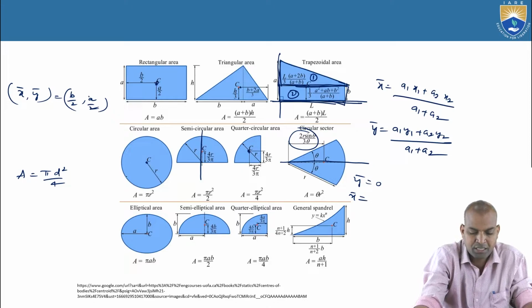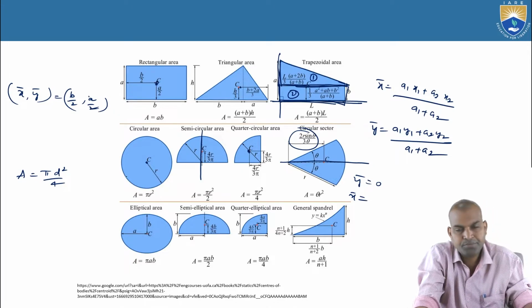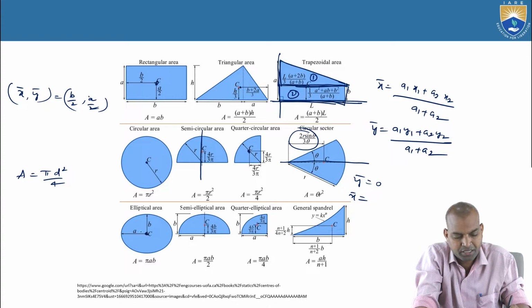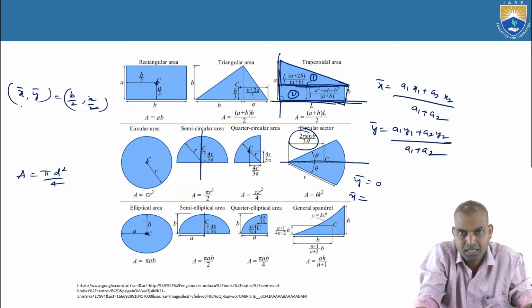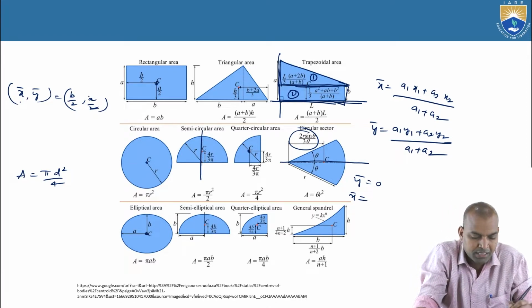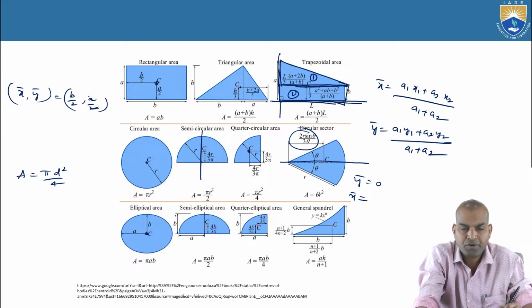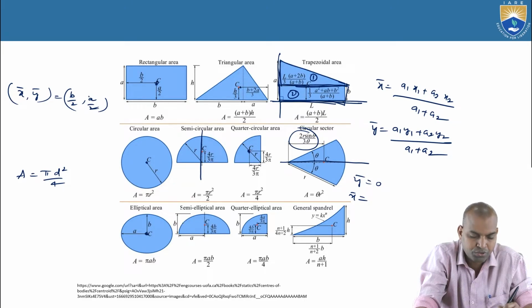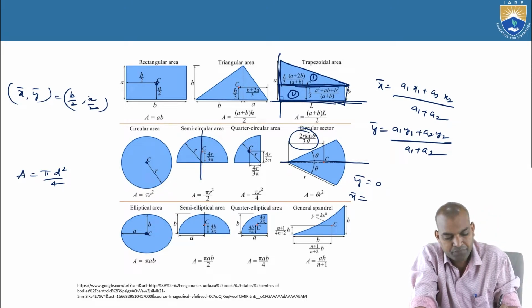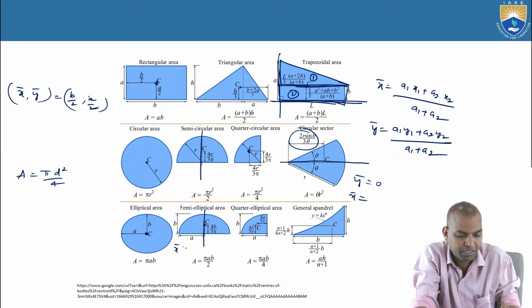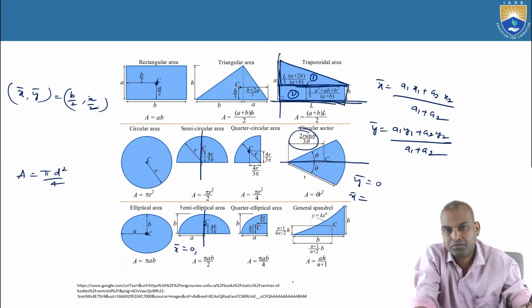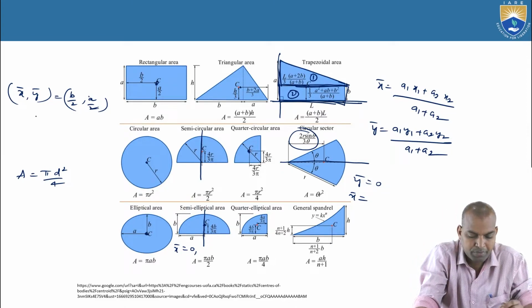Next, coming to the elliptical area portion. What is the ellipse? The elliptical area centroid is symmetrical about both axes, x-axis and y-axis, and it is at the center 0, 0, bar x equal to 0, bar y equal to 0, and this area A equal to pi AB. And coming to the semi-elliptical area, half of pi AB, that is pi AB by 2. Here it is 4b by 3 pi, but it is symmetrical about bar y, that means bar x equal to 0, bar y equal to 4b by 3 pi.